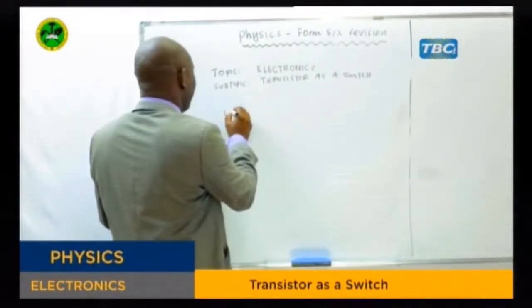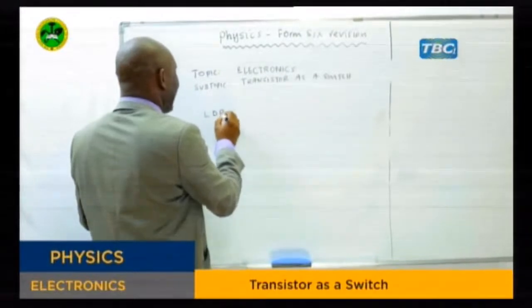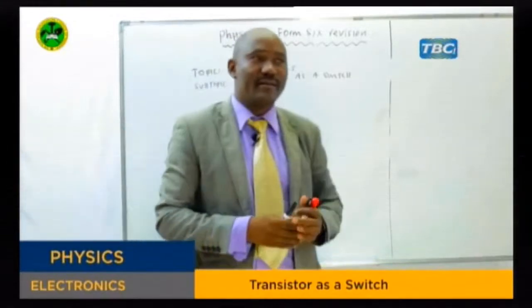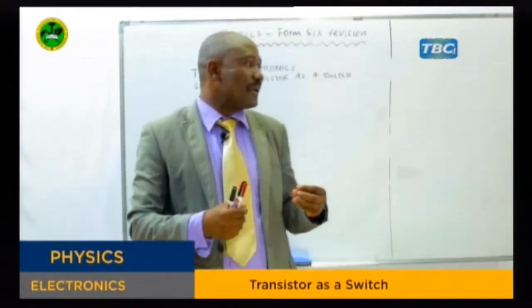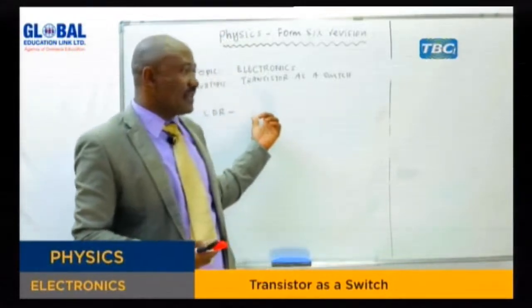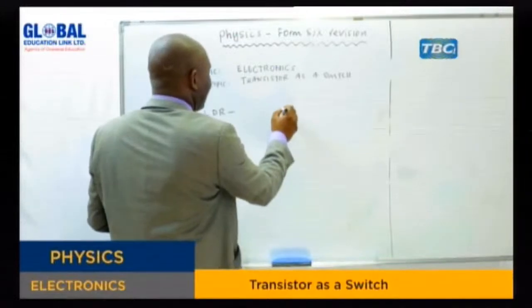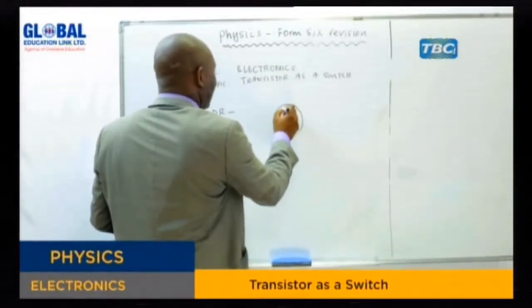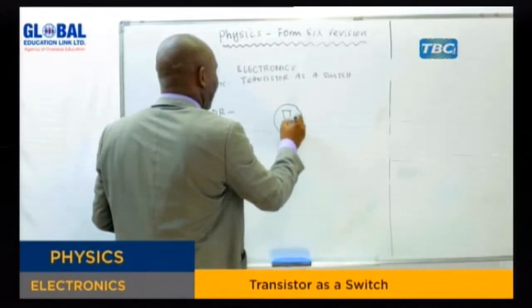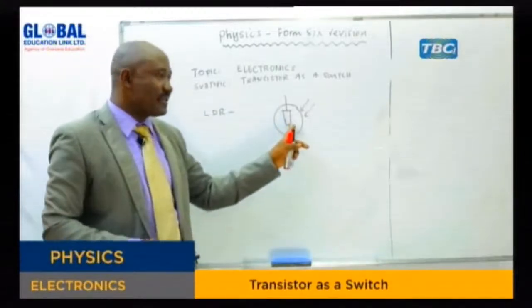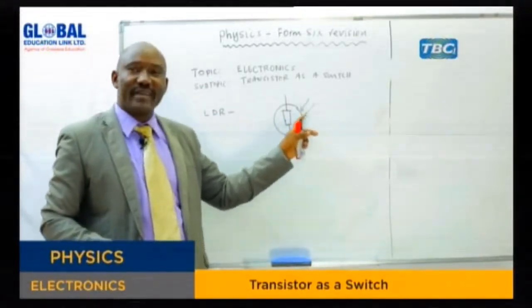LDR, light dependent resistor. This is the type of resistor whose resistance depends on the amount of light intensity falling on it. The light intensity falling on this resistor will make the resistance change. If you remember, you did the symbol for this resistor in your class. That means the resistance will be changing depending on the amount of light falling on it.